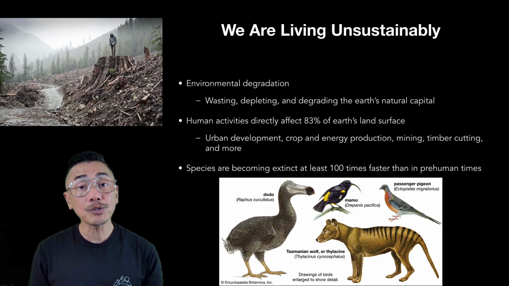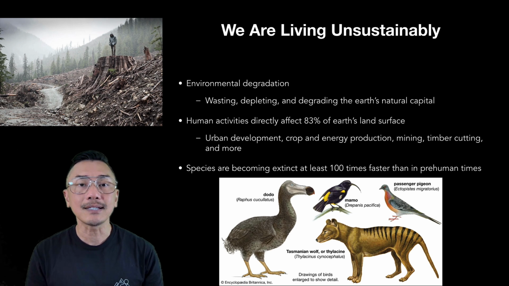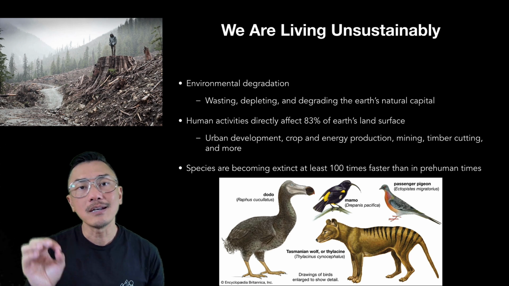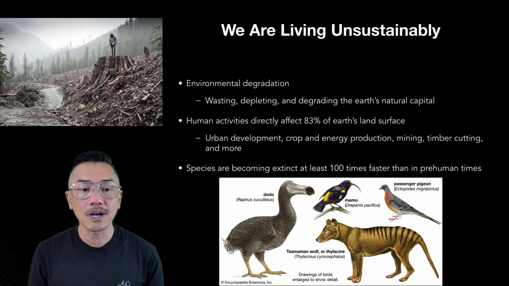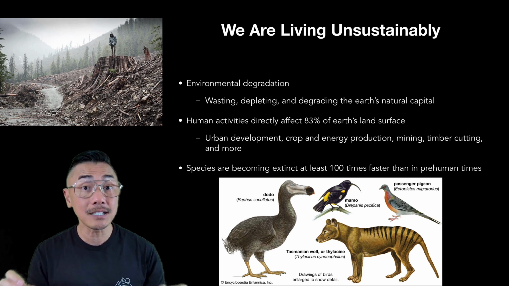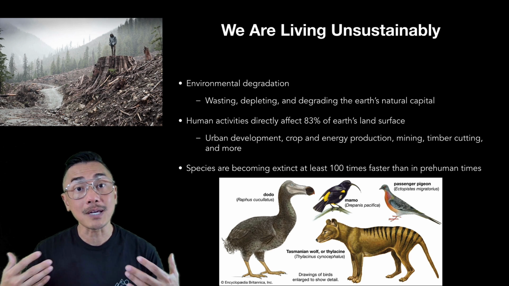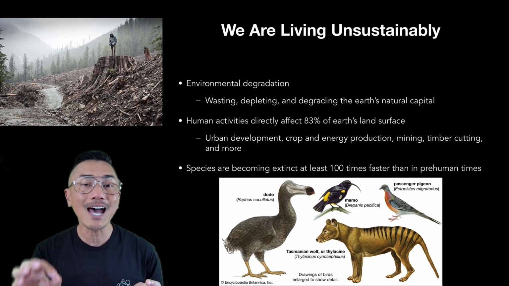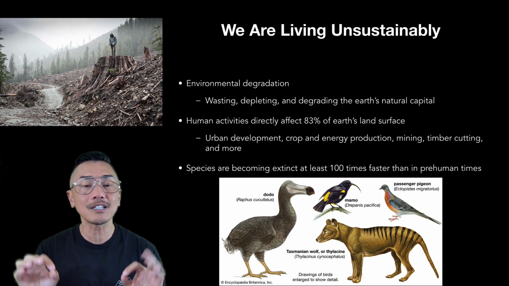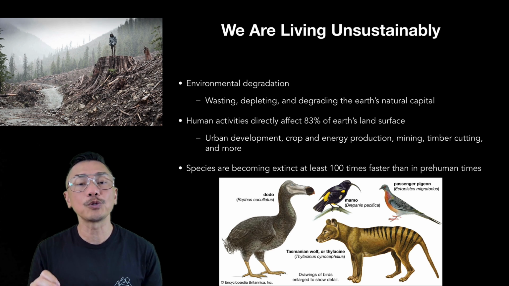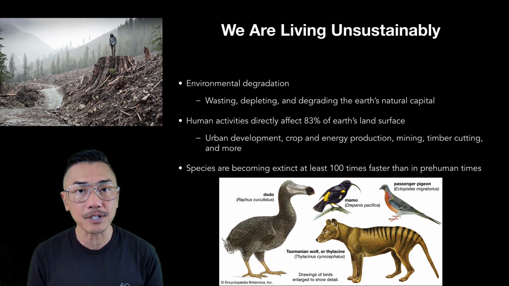However, we're also living unsustainably. We're depleting and degrading the Earth's natural capital at an alarming rate. Human activities now directly affect 83% of the Earth's land surface through urban development, agriculture, mining, and deforestation. Species are becoming extinct at least 100 times faster than in pre-human times. We are at risk of degrading the beauty and losing the diversity of our natural world. That's a future most of us want to avoid. If current trends continue, we could lose half of all species by the end of this century.